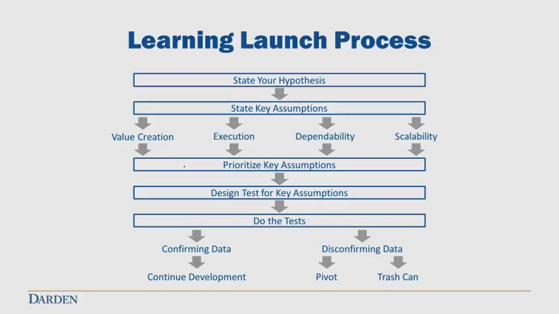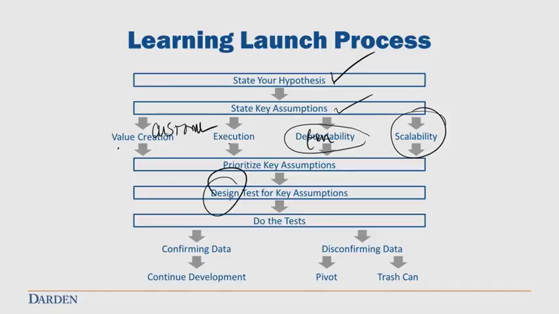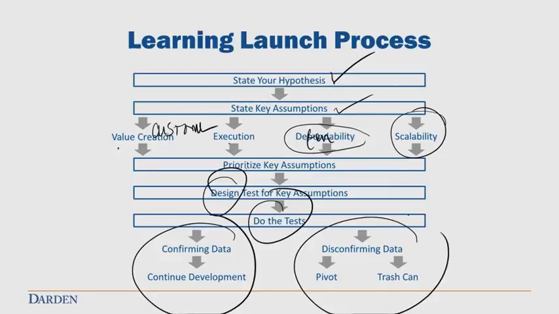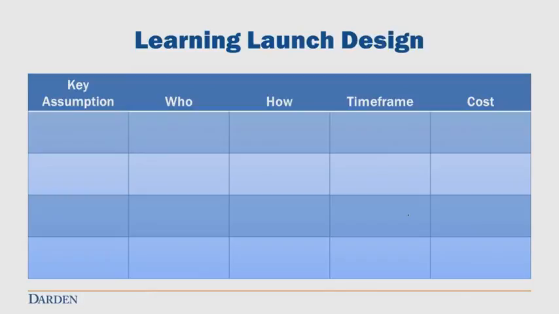Here's the process. Put your idea into a hypothesis. Figure out your key assumptions. Customer. Execution. Defensibility. I didn't talk about scalability because I always do that at the last of the test. Prioritize your key assumptions. Design the test like we talked about. Do the test. Confirming data, you continue development. Disconfirming, you pivot or you put it on the shelf.